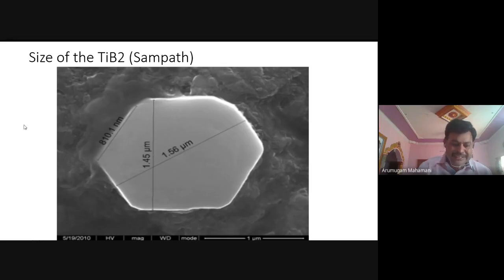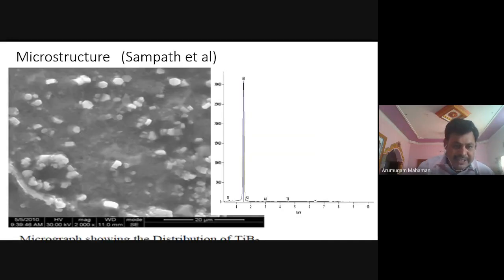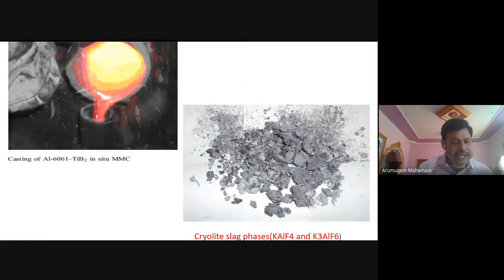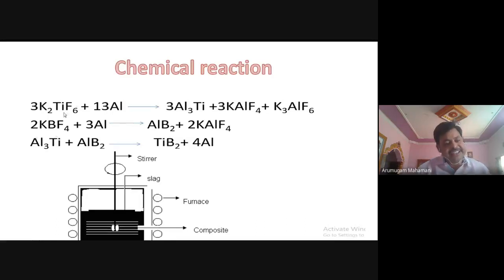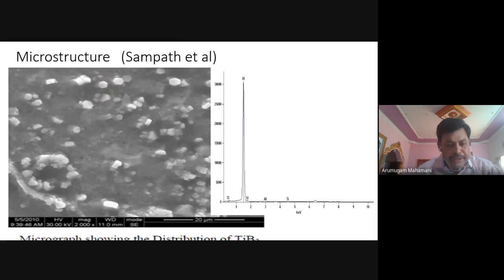Whereas if you are using the K2TiF6 and KBF4 salts, you can purchase them for just 2,000 rupees. For 1 kg, K2TiF6 costs around 1,500 and KBF4 around 700 to 800. So within 2,000 to 2,500 rupees, you can develop this. That is what happens if you purchase halide salt and use it.